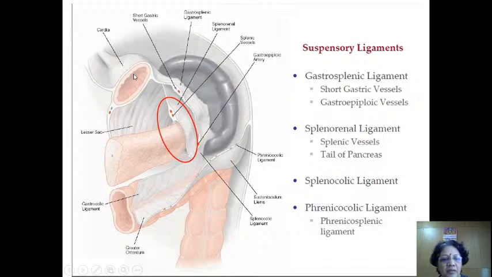We've removed the stomach, right? From here we've cut it, and this ligament contains these vessels, right? Short gastric, gastroepiploic. Then we have the splenorenal ligament, which contains the splenic vessels and the tail of the pancreas. This organ is a pancreas, long, thin body, and then the tail is going, I don't know if you can see, it's going till there. So it is contained within the layers of this splenorenal ligament, also contained are the splenic vessels.